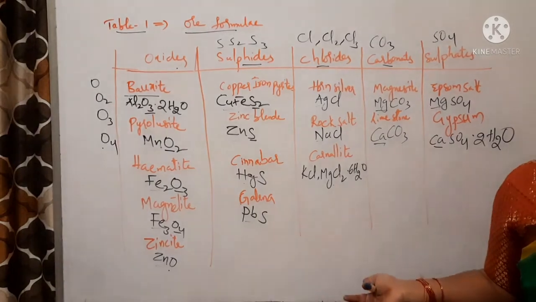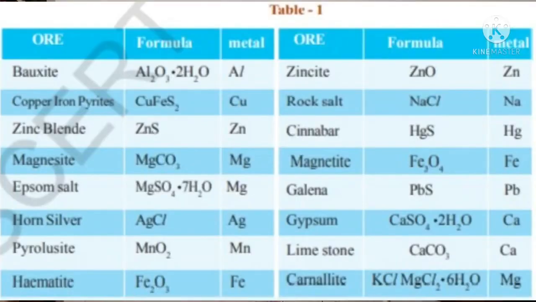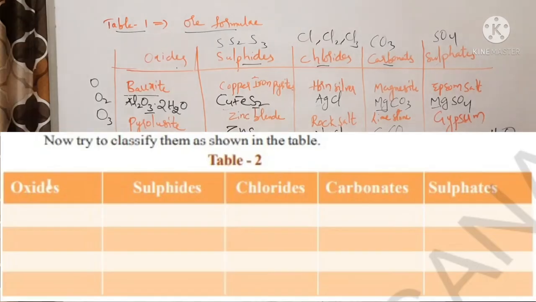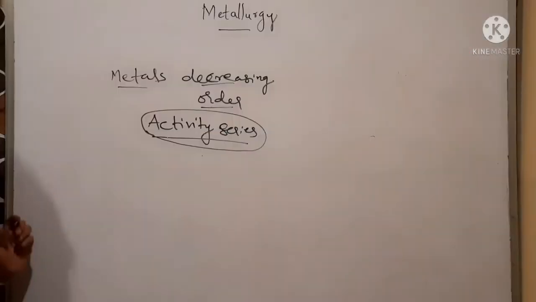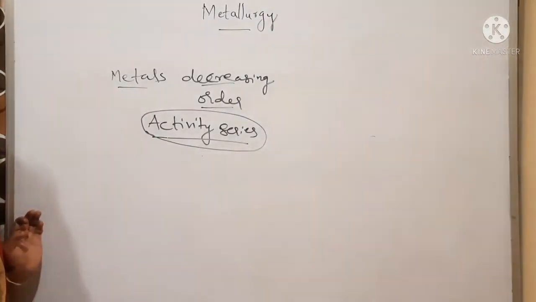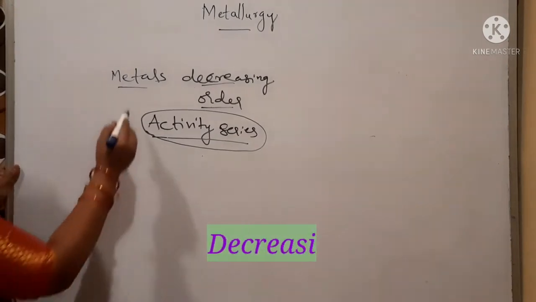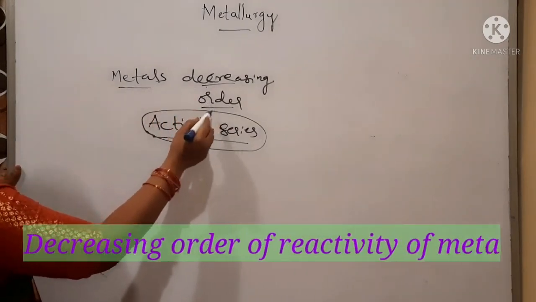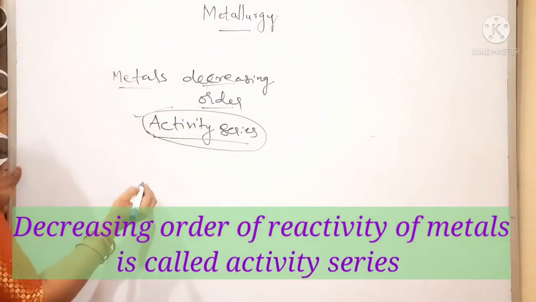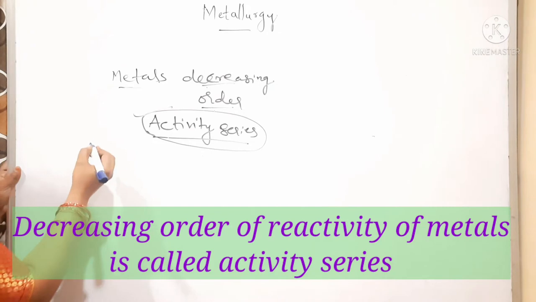And you have to identify the metal present in the ore by thoroughly practicing table 1, and you have to fill table 2 on page 239. As I already explained, a few metals have high reactivity and a few have low reactivity, which are found in native or free state in nature. If you arrange the metals in the decreasing order of their reactivity, then that series is called the activity series, which is present in table 4 on page number 242.